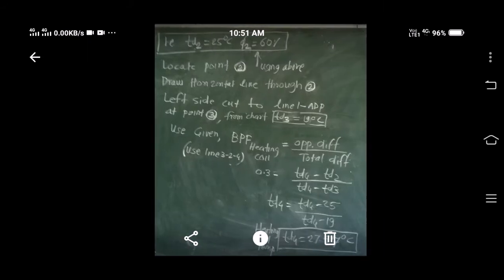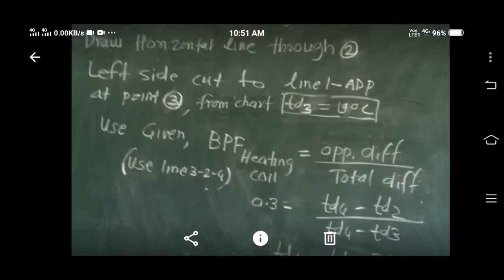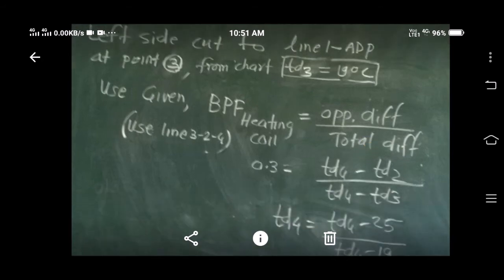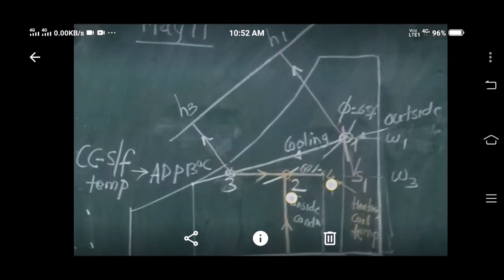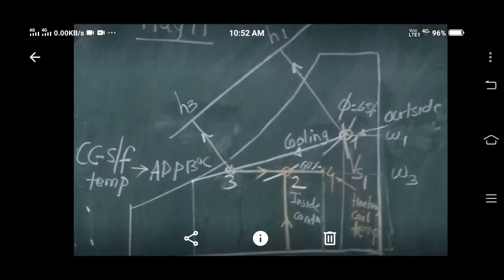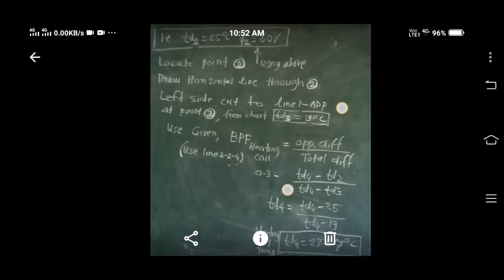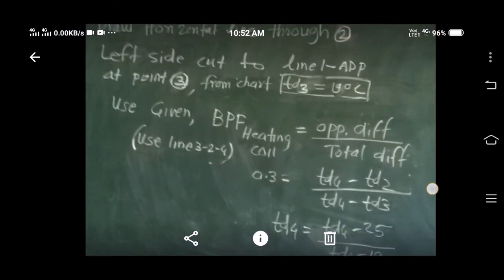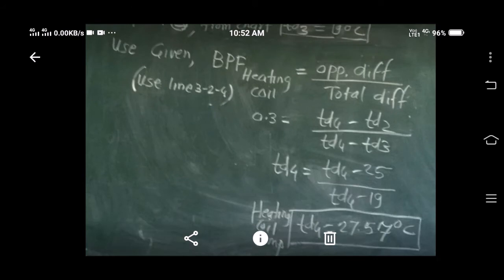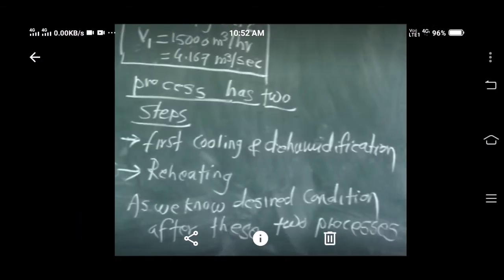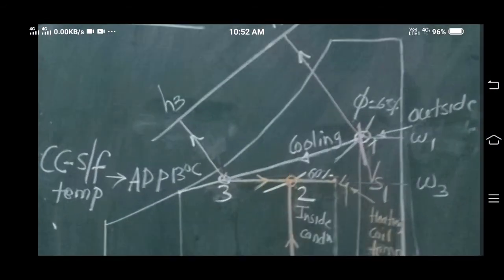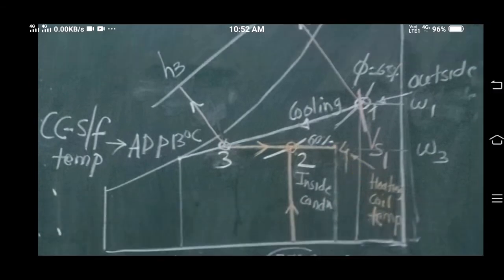So we got here point number 3, that is temperature TD3. Now by using the bypass factor formula for heating coil, we can write the equation: (TD4 minus TD2) divided by (TD4 minus TD3). This is the process, opposite difference divided by total difference, that is our general formula. So here bypass factor is given, TD2, TD3 are known, unknown is what? TD4, that is heating coil temperature. So TD4 we get. When we get TD4, then we can extend this line up to the TD4 temperature.